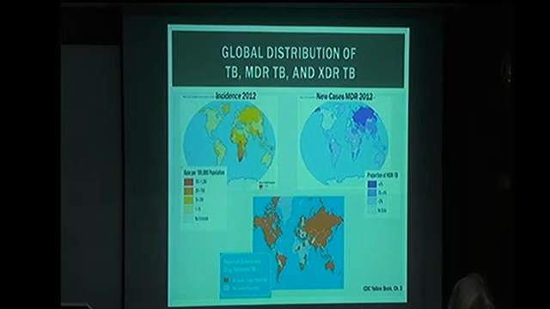So here's a picture of the global distribution of TB, MDR-TB, and XDR-TB. So TB incidence, MDR-TB, XDR-TB, this is just whether there's been a case or not reported, not any quantitation beyond that. So I think in India there's been over 25 or so XDR-TB cases.